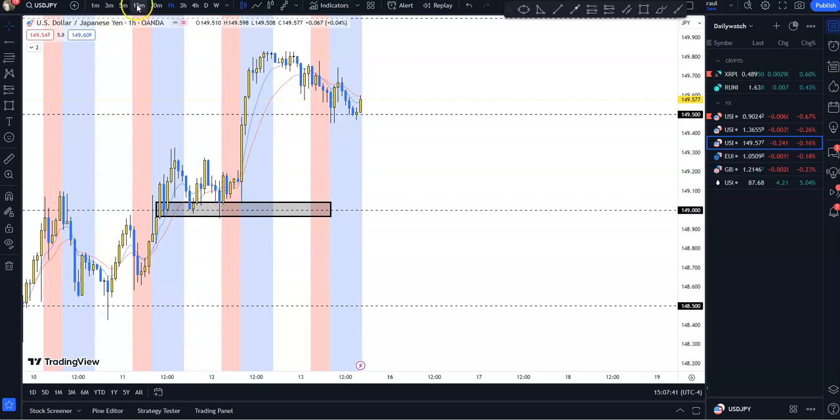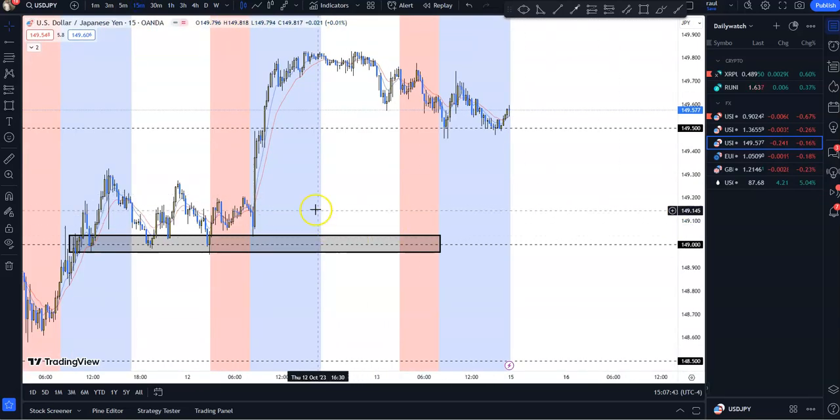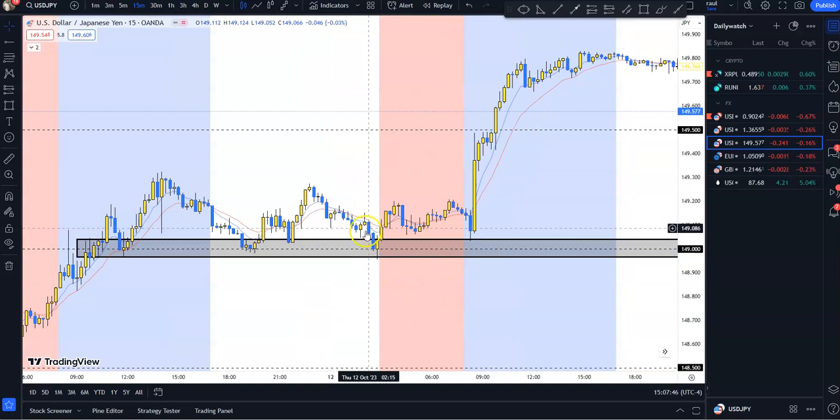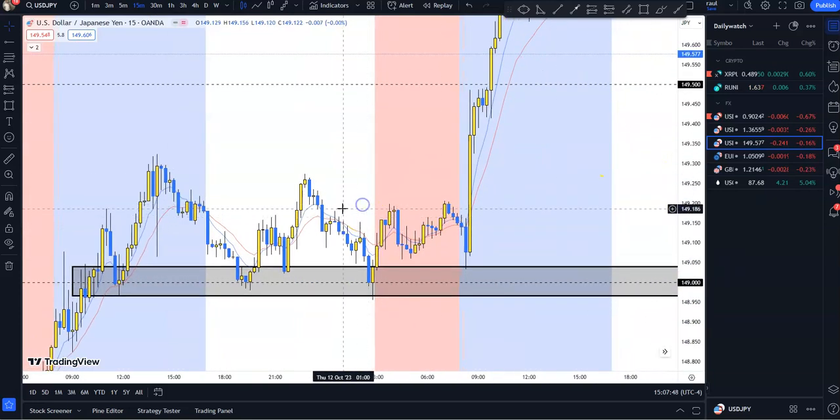And you get to London session, you go down to the 15-minute chart, and then this is where I start to look for setups.